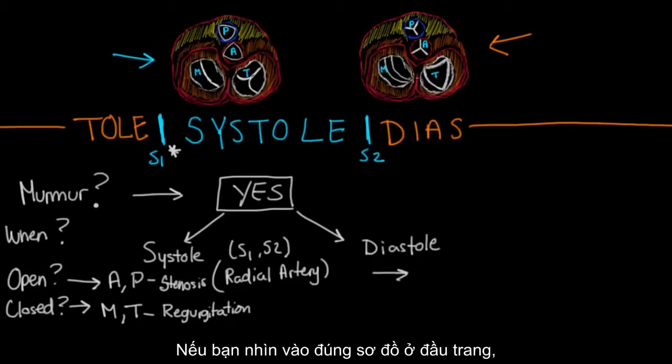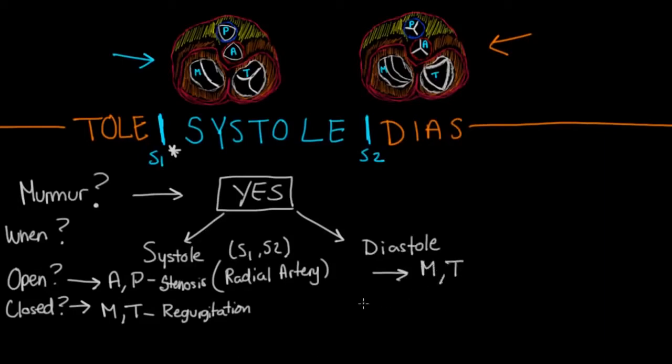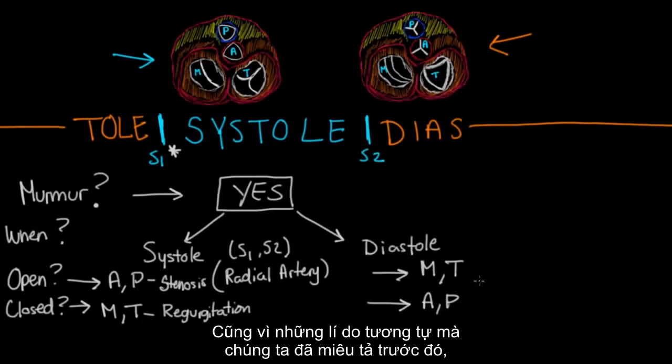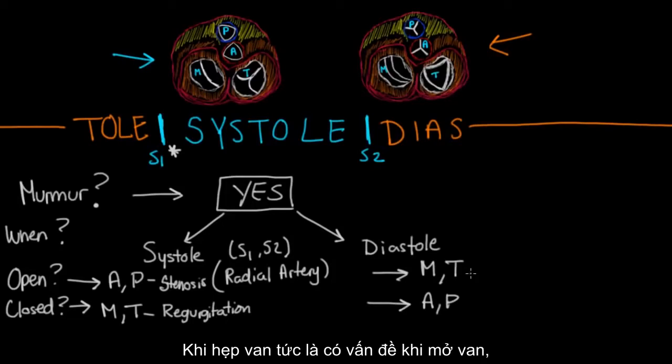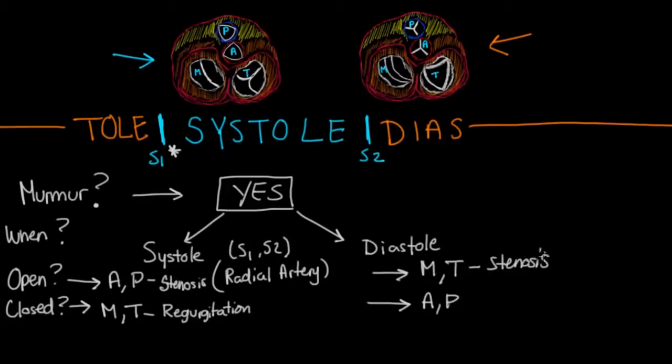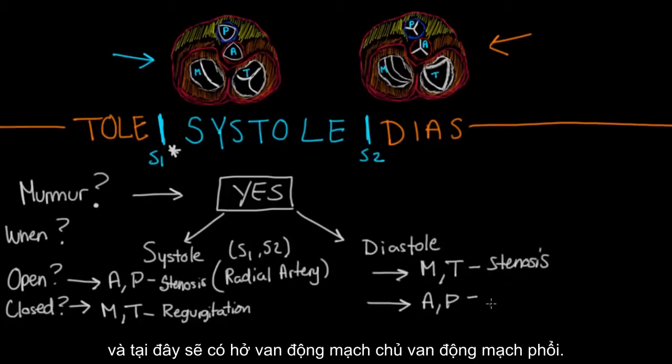Well, if you look at the correct diagram at the top of the page, the mitral and the tricuspid are open here, and which valves are closed? The aortic and the pulmonic are closed during diastole. And so for the same reasons that we just described before, since stenosis is an opening problem, that means that here you would have mitral or tricuspid stenosis, and here you would have aortic or pulmonic regurgitation.